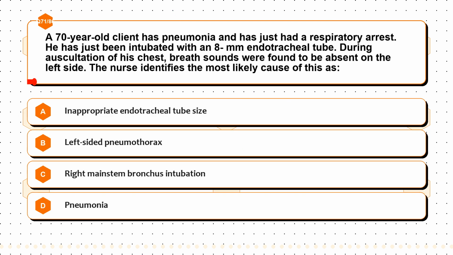Question 71. A 70-year-old client has pneumonia and has just had a respiratory arrest. He has just been intubated with an 8 mm endotracheal tube. During auscultation of his chest, breath sounds were found to be absent on the left side. The nurse identifies the most likely cause of this as, here are the options. Option A. Inappropriate endotracheal tube size. Option B. Left-sided pneumothorax. Option C. Right mainstem bronchus intubation. Option D. Pneumonia.